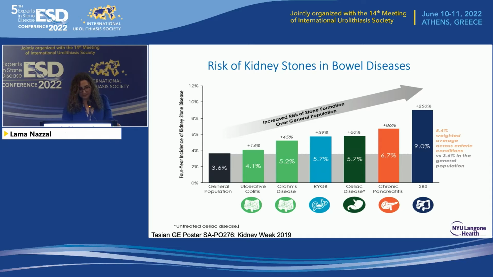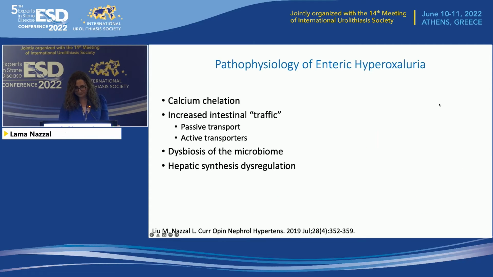So Tejan analyzed a large database, and they found that as compared to the general population, the 4-year incidence of kidney stone was increased significantly, especially in Crohn's disease and more malabsorptive conditions like Roux-en-Y. And the most is in short bowel syndrome, where we have the most severe phenotype of malabsorption.